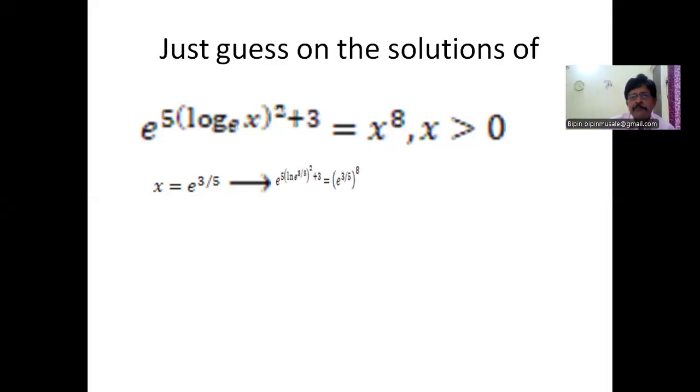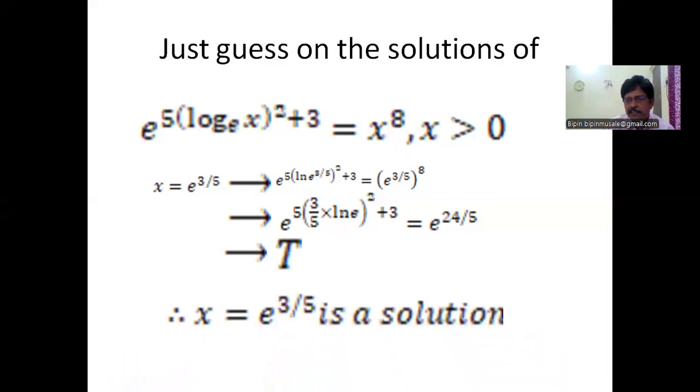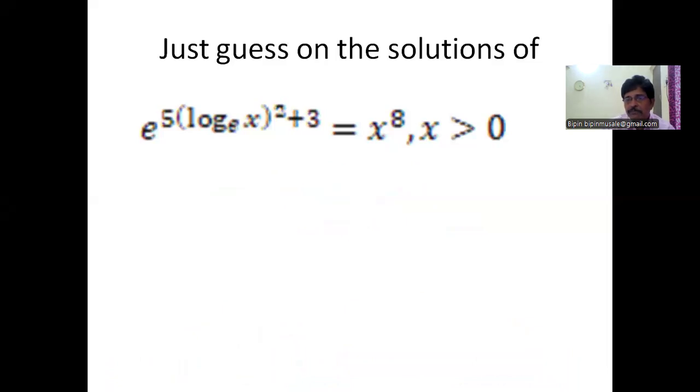Now, if we substitute x by e raised to 3 by 5, the right hand side becomes e raised to 24 upon 5, and the left hand side is also the same. So e raised to 3 by 5 satisfies this equation, and x equal to e raised to 3 by 5 is indeed a solution. So x equal to e is a solution, and x equal to e raised to 3 by 5 is a solution.